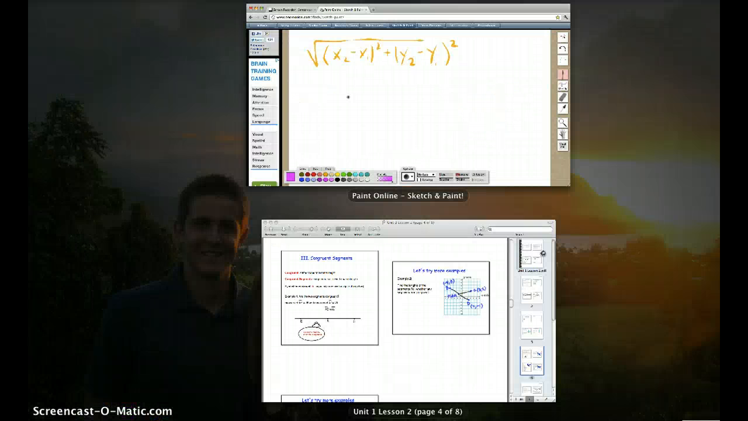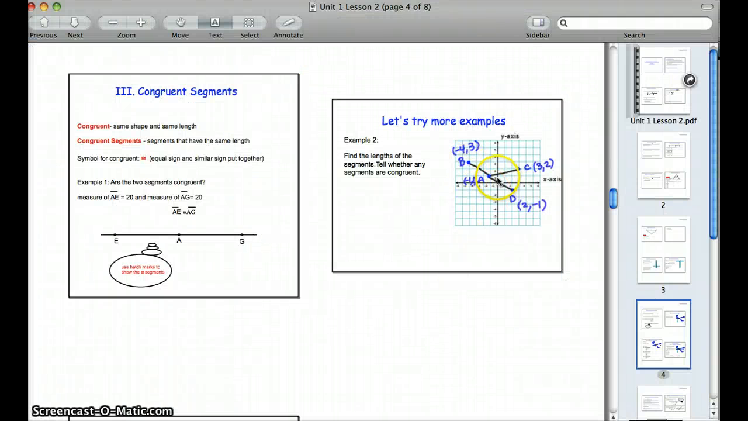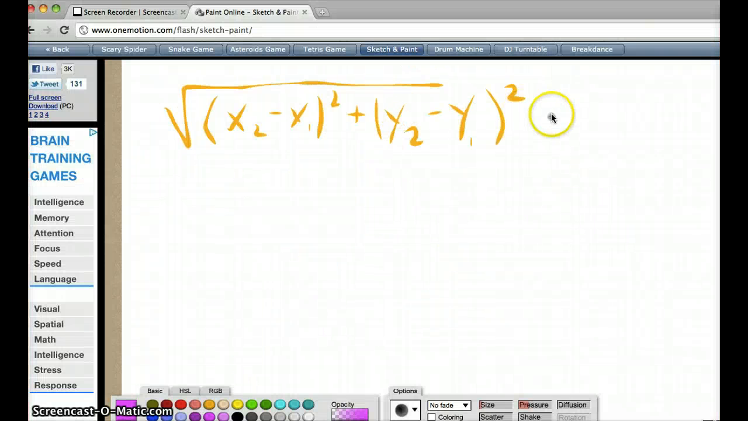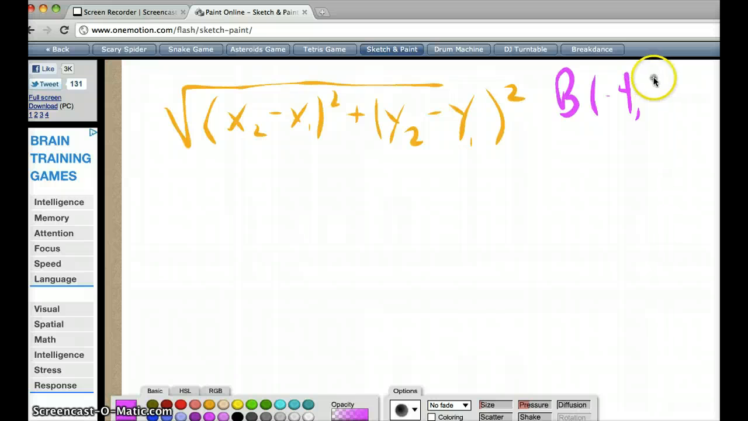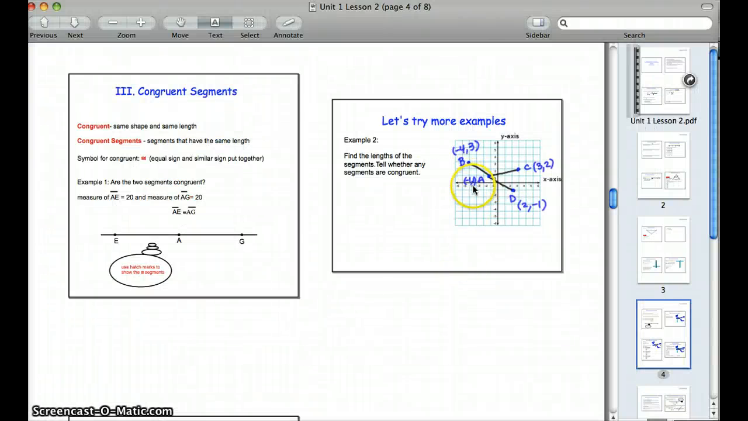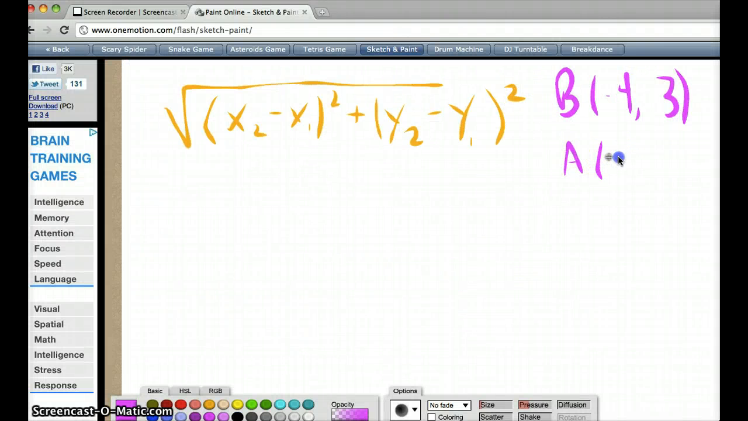Let's go ahead and first let's find BA. So B is a -4, 3. And A is -1, 1. So let's go ahead and plug those in.